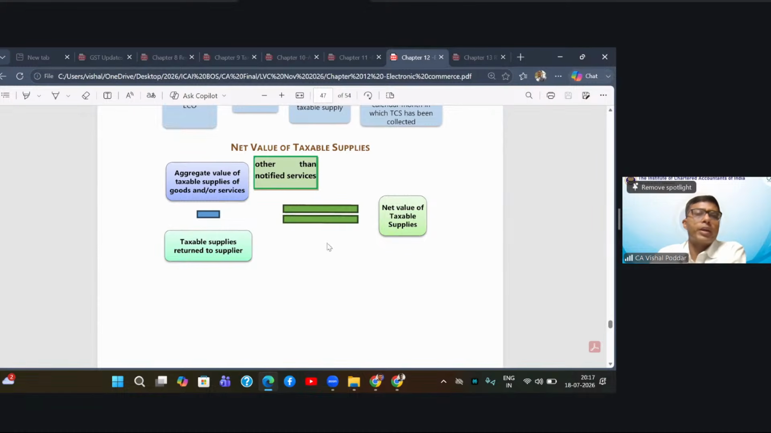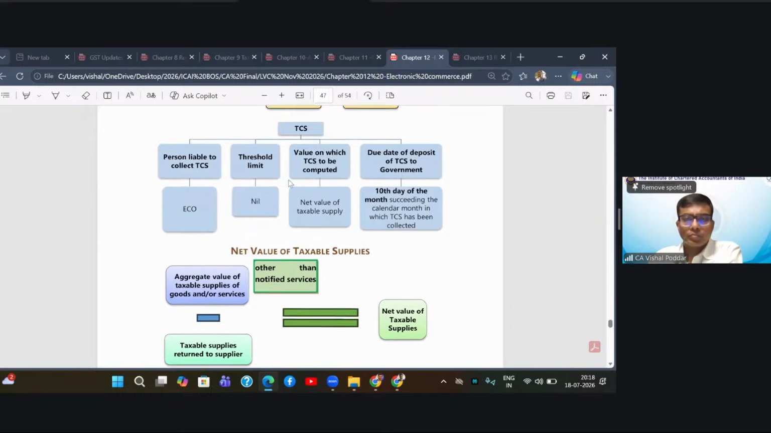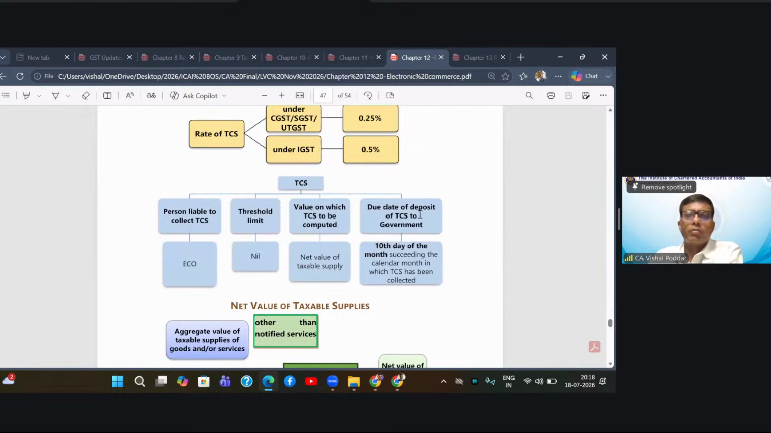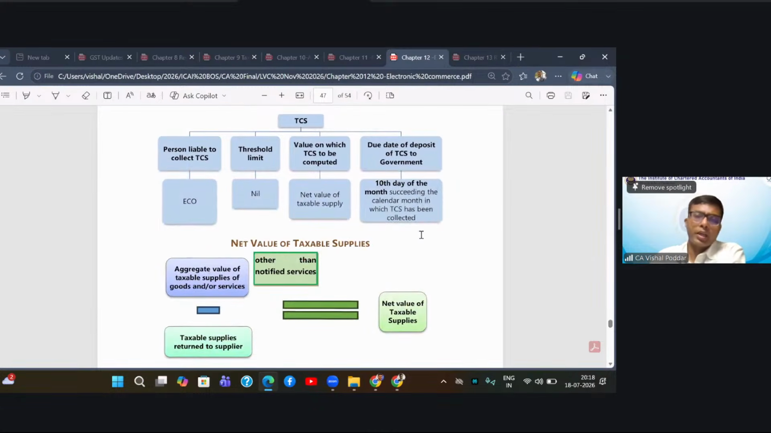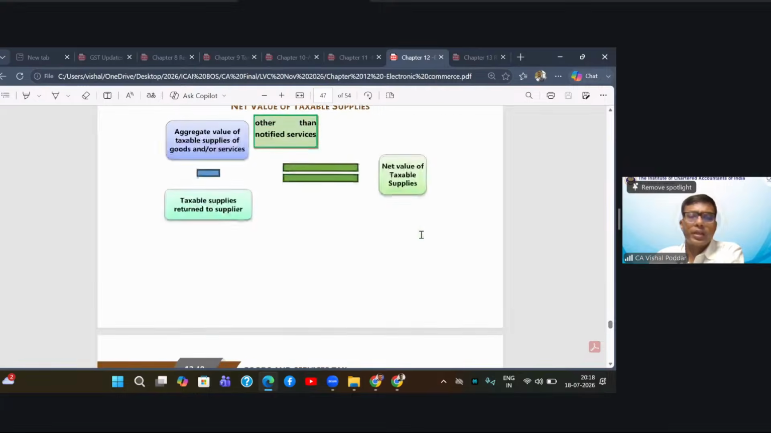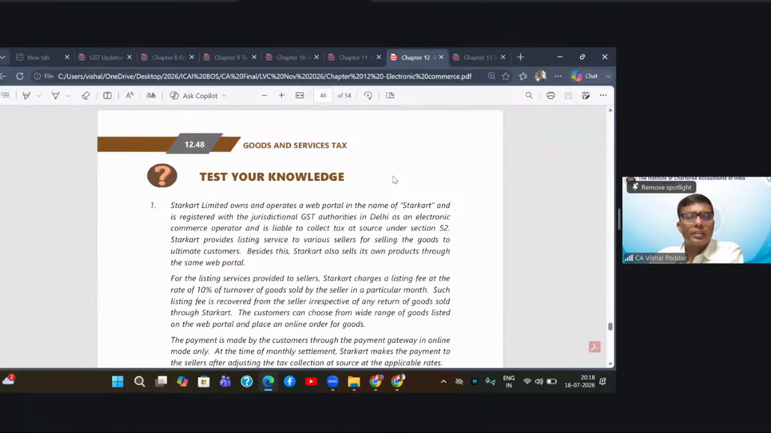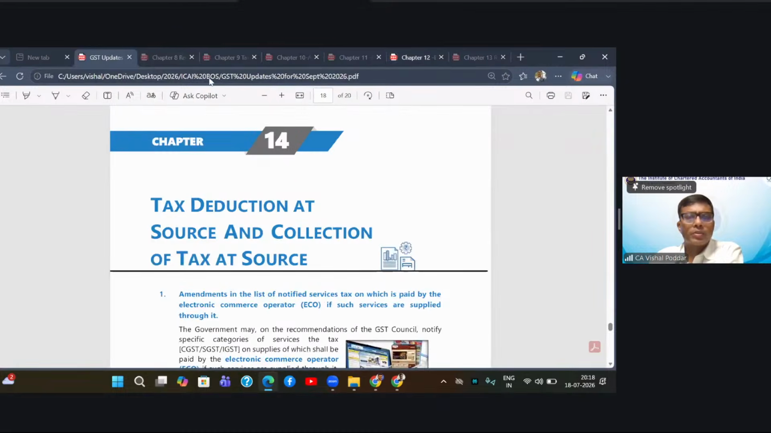The TCS is computed by subtracting the value of taxable supplies which are returned back. So the aggregate value of taxable supplies of goods and services minus supplies which are returned back, that is the amount on which TCS is to be computed. However, this is not applicable for notified services. Next, what is the due date for the deposit of the TCS? Same as TDS, it is the 10th of the month subsequent to the month in which the TCS was collected, right?